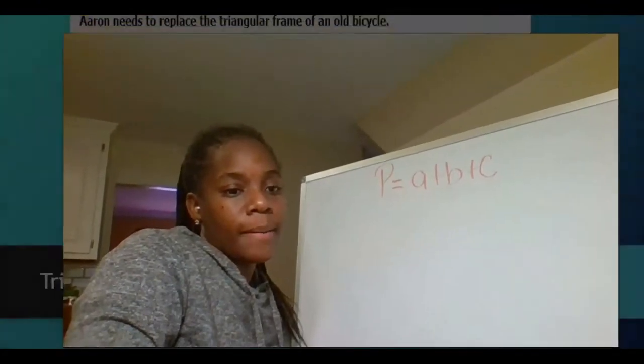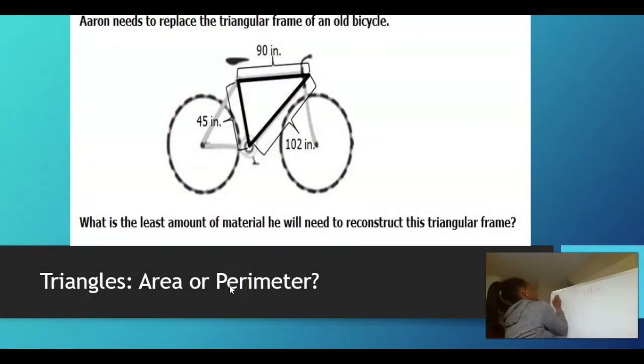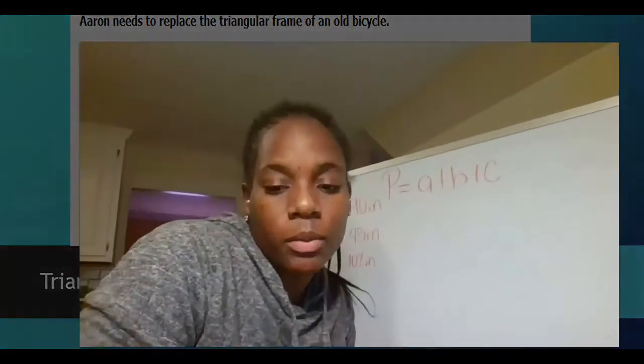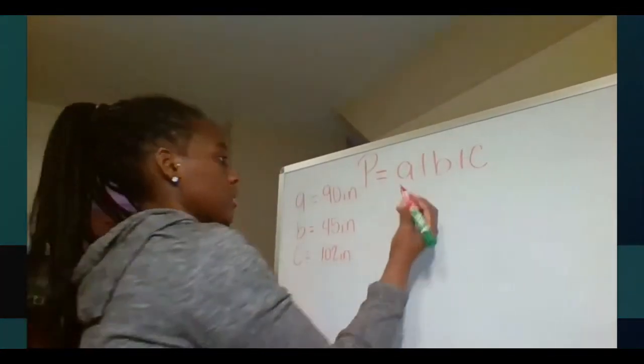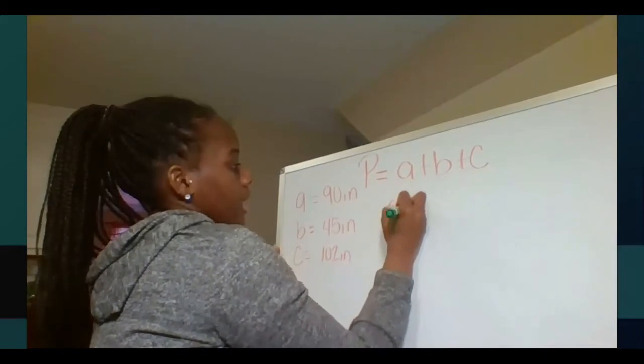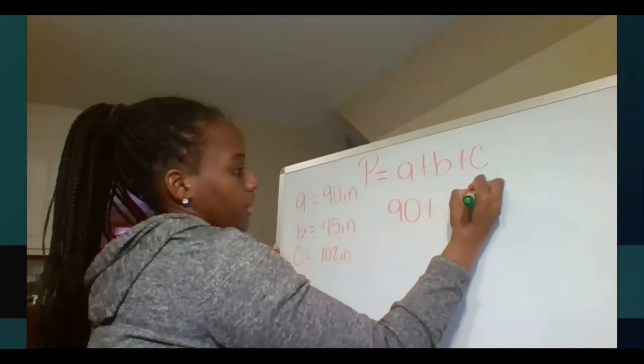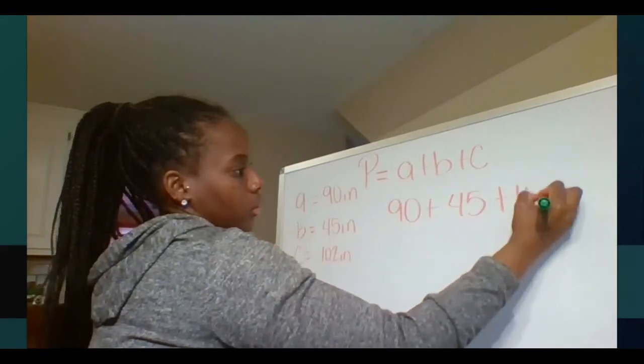It doesn't matter what you say A is equal to, or B or C, just as long as you use the numbers that are given within the problem, all right? So we'll say A is 90 inches, B is 45 inches, and C is 102 inches, okay? So then we'll go ahead and take these and add them together. So 90 plus 45 plus 102.